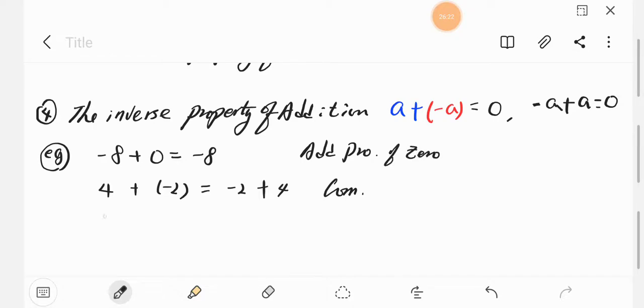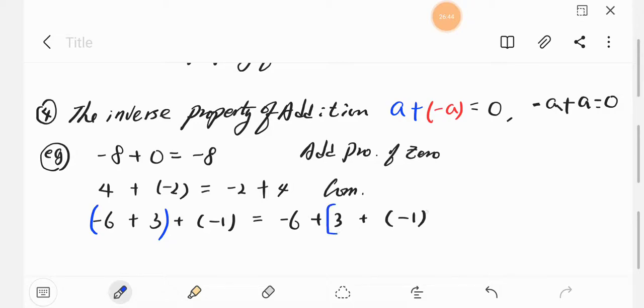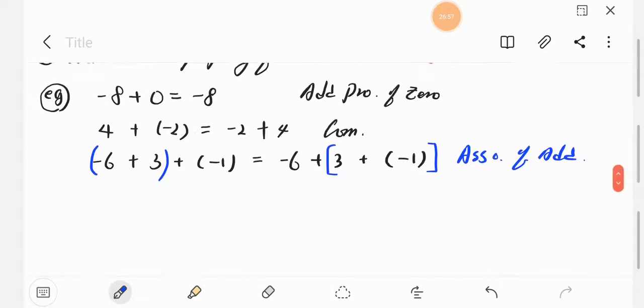Okay, how about this? Here's negative 6, 3 plus negative 1. So let me write these three numbers. We are adding three numbers. So why don't we add the first two? Or can we add the last two? Still the result is the same, right? Then what's the property of this one? That's the associative property of addition.